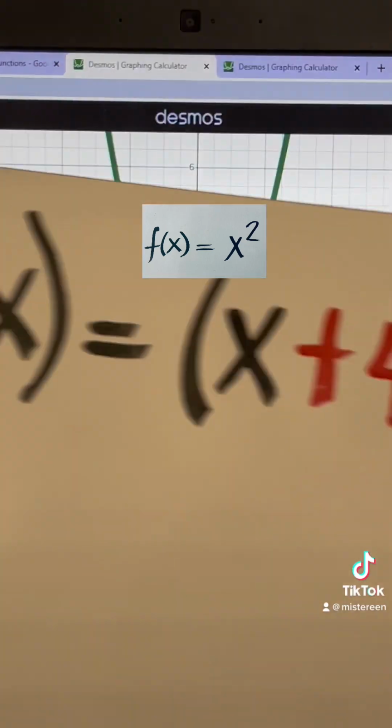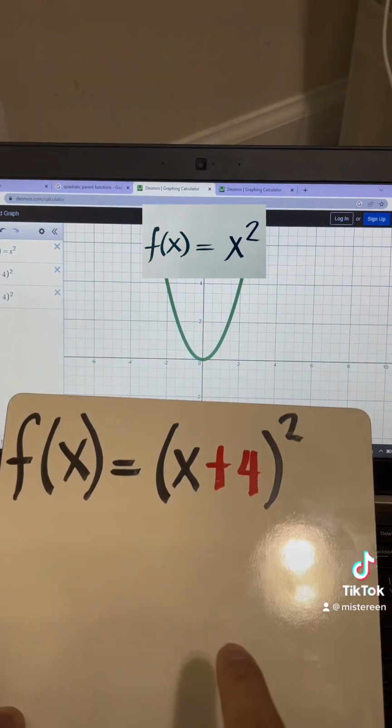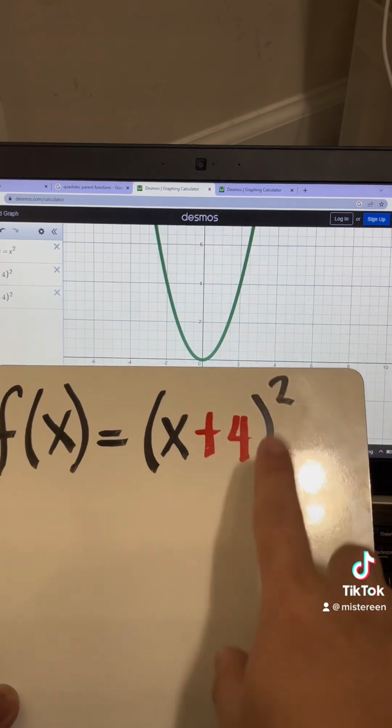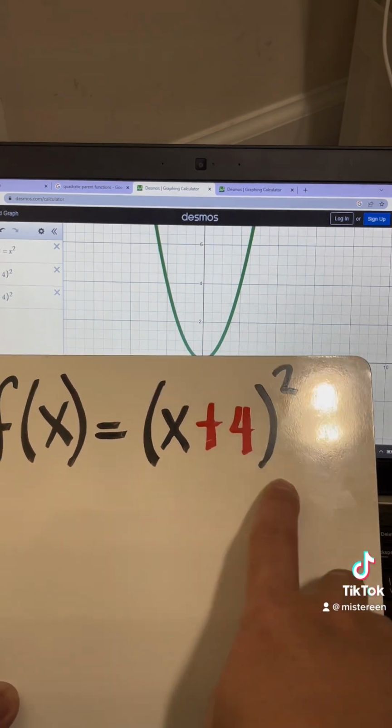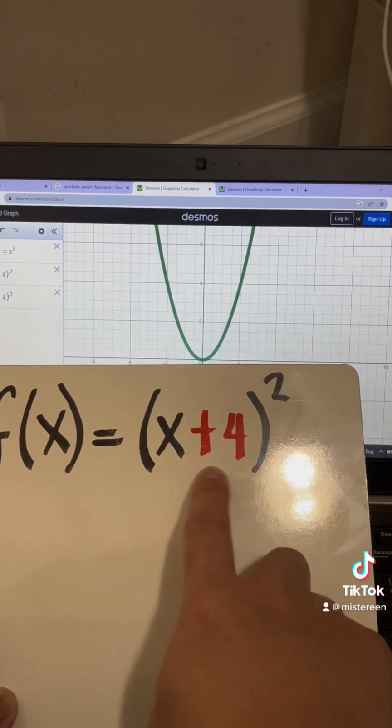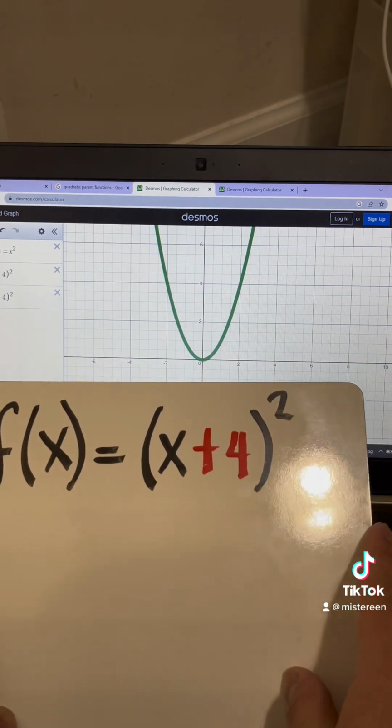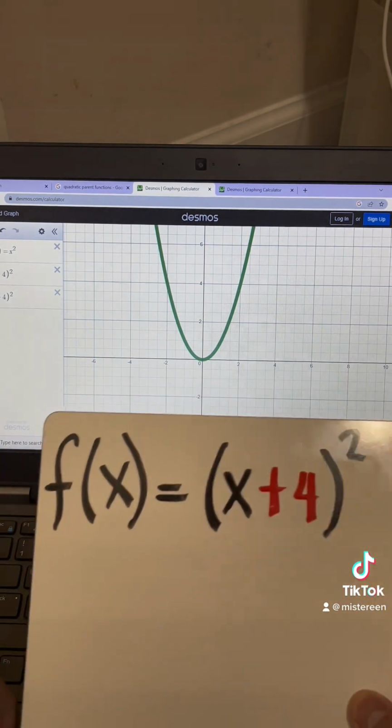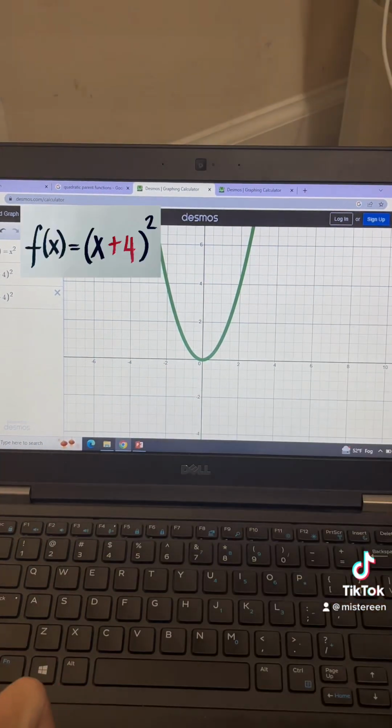So just like this, something that looks like this. Instead of adding the number after x squared, we add the number to x. So we have a parenthesis, x plus 4, and then we square it. Okay, let's see what will happen to the graph. And here's the graph for this.